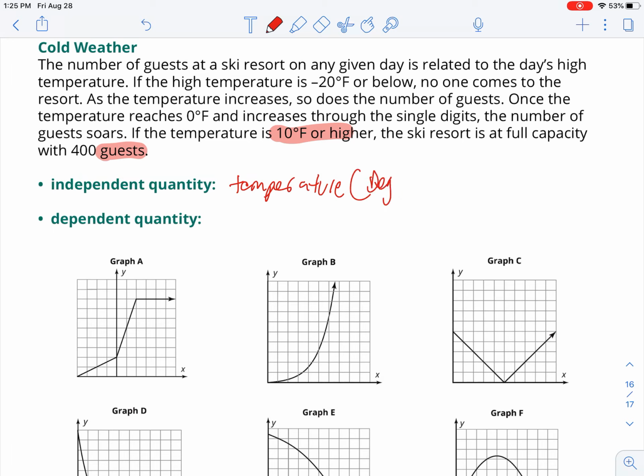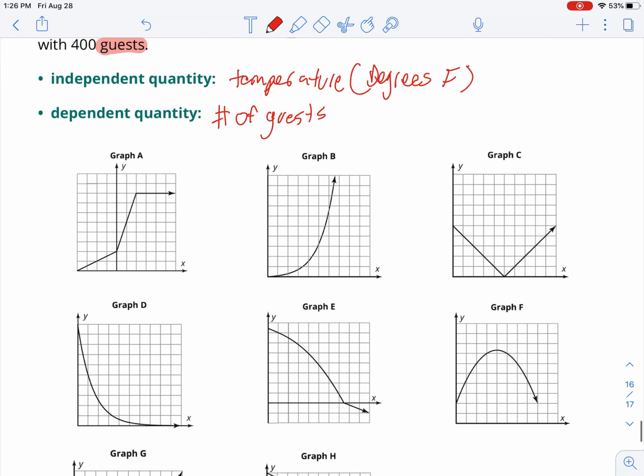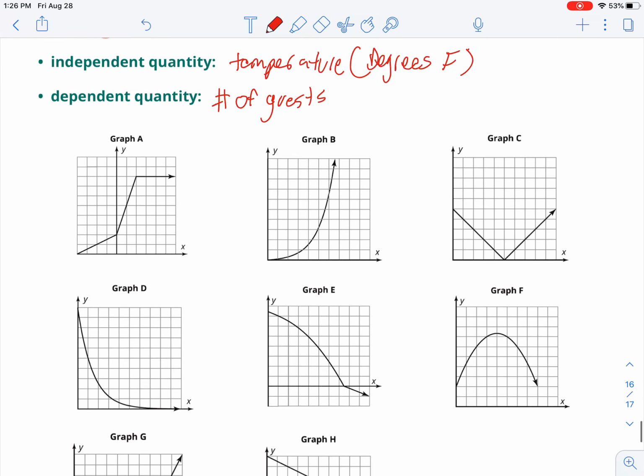And that's in degrees Fahrenheit, okay? What's going to be influenced is the number of guests. The temperature influences how many guests there are. If it's too cold, nobody wants to be there. But once you find that kind of sweet spot, people will be there, and eventually it's going to get to capacity. And once it gets to capacity, that's like a ceiling. We can't go past it. So in this instance, with what remains between your two graphs, A and C, it's going to be letter A, okay?